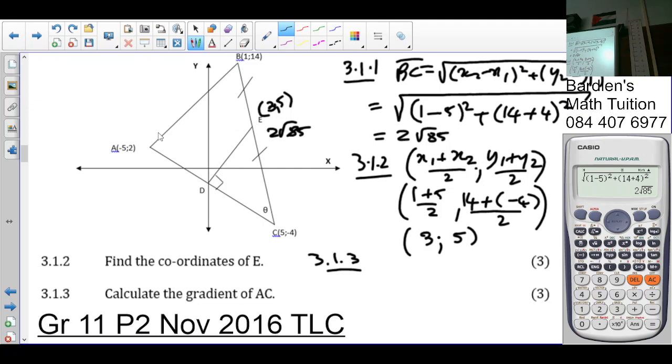What's wrong? Right. So to calculate the gradient of AC, just open the window, maybe it needs to get out.